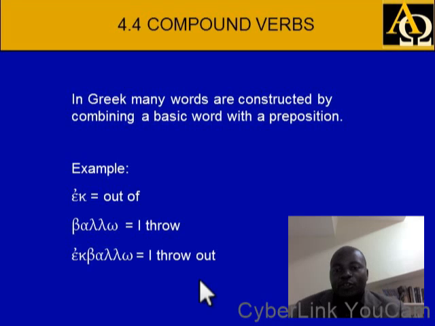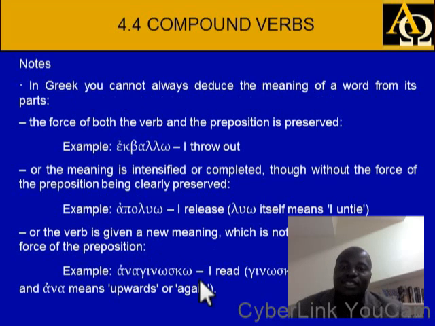In Greek, many words are constructed by combining a basic word with a preposition. So ek, out of. Balo, I throw. Ekbalo means I throw out. So you know the preposition ek, you know the word balo. When they are put together, you know it's I throw out. In Greek, you cannot always deduce the meaning of a word from its parts. The force of both the verb and the preposition may be preserved. Ekbalo is I throw out. Or the meaning is intensified or completed without the force of the preposition being clearly preserved.